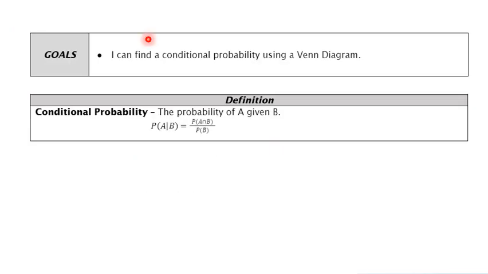The learning targets for this are going to be calculating probability with Venn diagrams and matching probabilities from Venn diagrams. We're also going to start to see what's called conditional probability. So that's the probability of A given B, and we're going to see how we calculate a probability given a restriction or a condition that's already happened.